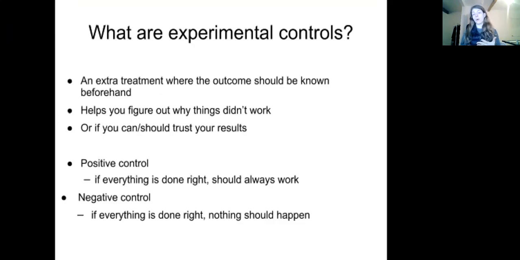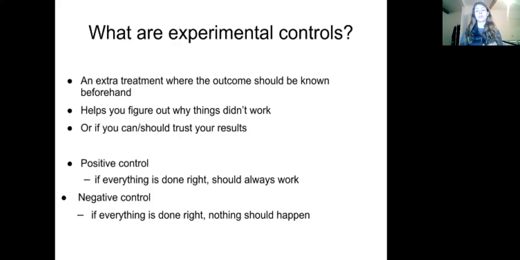An experimental control is an extra treatment added to your experiment where you know beforehand what the outcome or measurement should be. And this can be instrumental in figuring out why an experiment didn't work out correctly, or if any new or potentially exciting results you find are trustworthy.